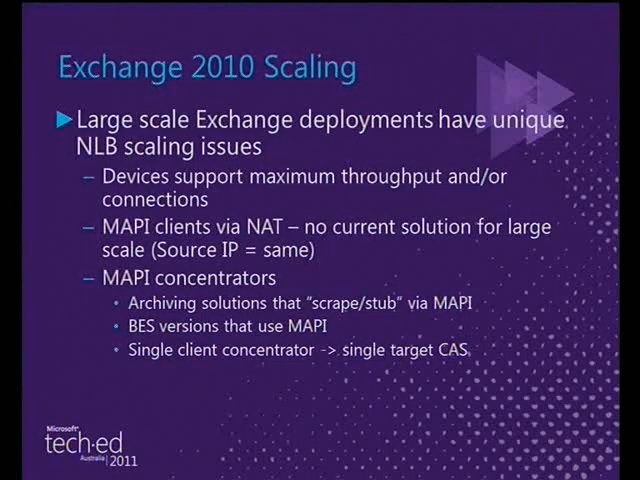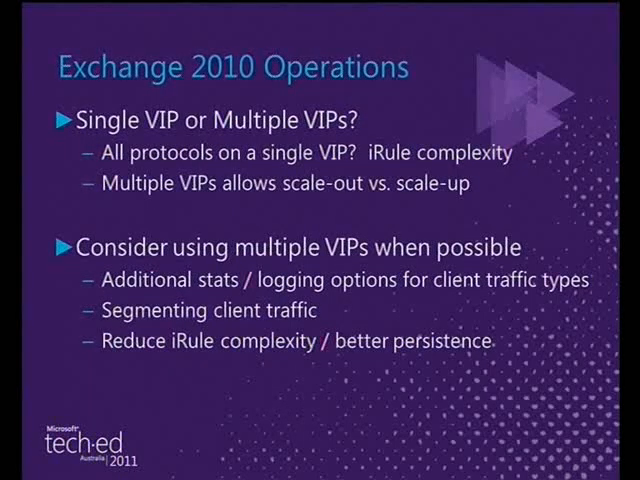The option here would be to dedicate a CAS array or a CAS server specifically for that MAPI concentrator, or convince the MAPI concentrator vendor to change to Exchange Web Services or another way of interacting with Exchange to provide a more equitable load distribution across that CAS server array.